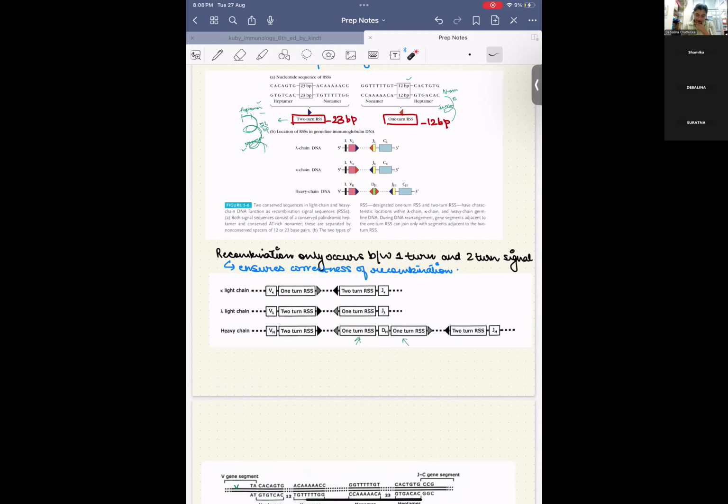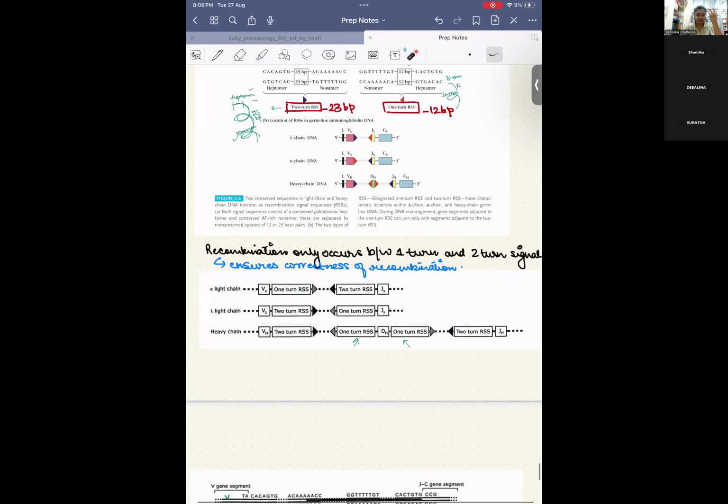And in heavy chain, definitely the question is a little more complicated because four such gene segments have to join, right? So all of this is being ensured by this one small phenomenon, that recombination only occurs between a one-turn and two-turn sequence. Okay, this ensures correctness of recombination.